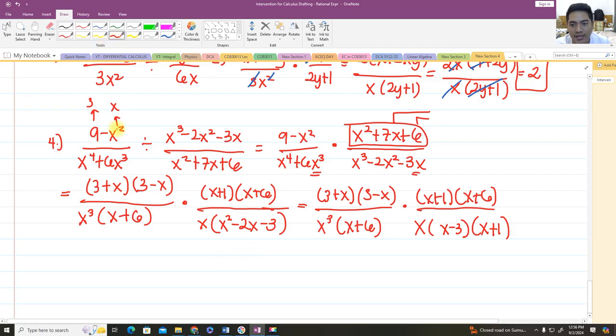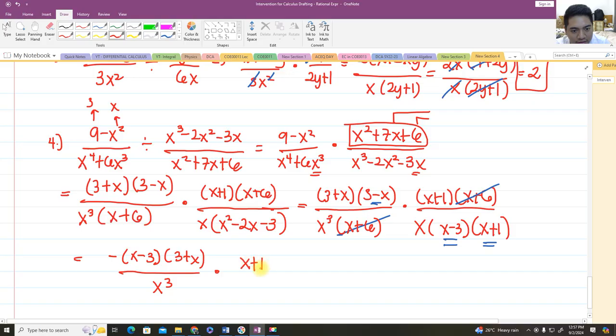So if I do this, class, what will happen? If I take the negative, again, we can see here, we have several cancellations. First, we have x plus 6 and x plus 6. That cancels out. But we have x minus 3 here, and we have x plus 1 here. And I have 3 minus x here. So if I factor out the negative in 3 minus x, this becomes x minus 3. And then you have 3 plus x all over x cubed. The x plus 6 is already canceled. You have x plus 1 here.